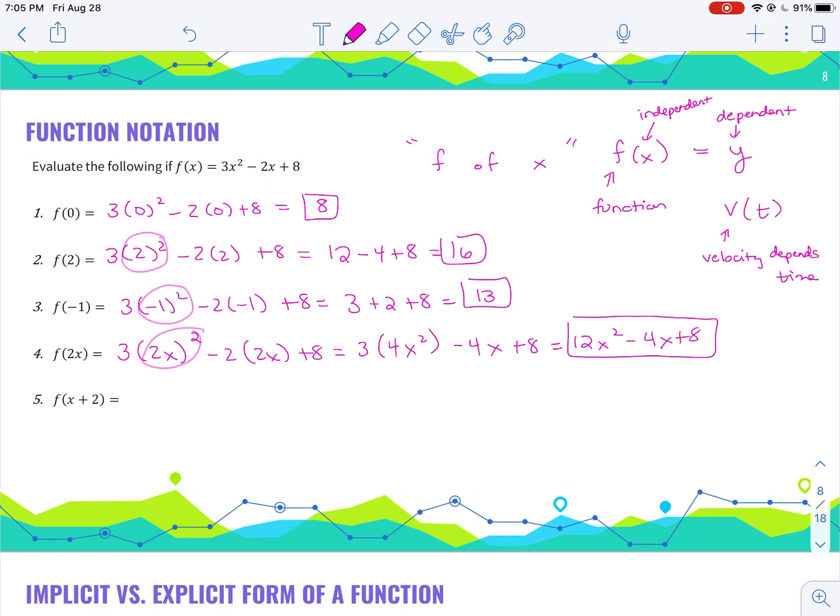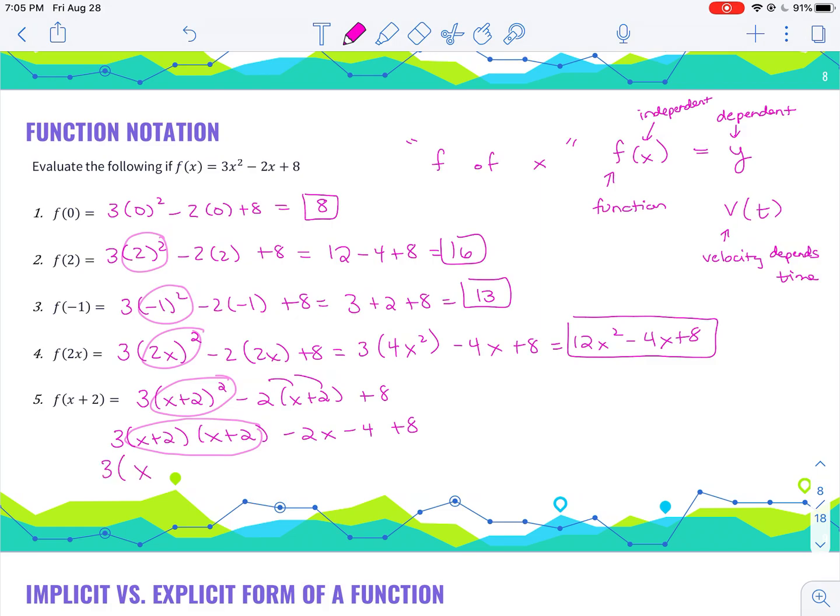And then lastly, f at x plus 2, we're going to take x plus 2 and plug it in for each x. So this would be 3 times x plus 2 squared minus 2 times x plus 2 plus 8. When you're squaring something, remember that means you're multiplying it by itself. So this is 3 times x plus 2 times x plus 2. I'll distribute here. Minus 2x minus 4 plus 8. I'm going to multiply these two together first and then multiply by 3.